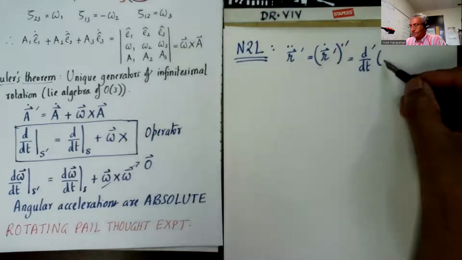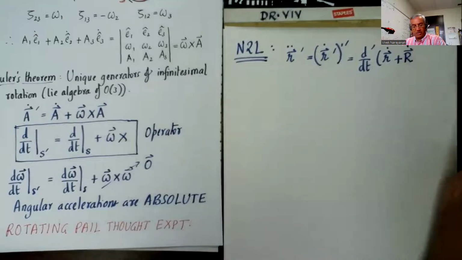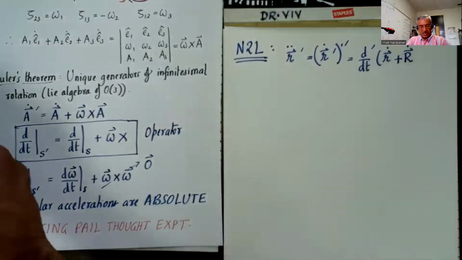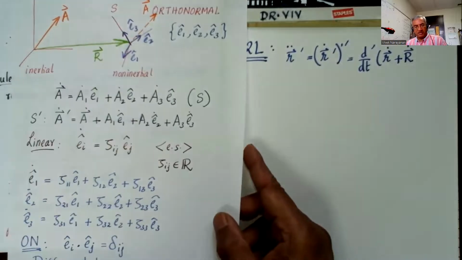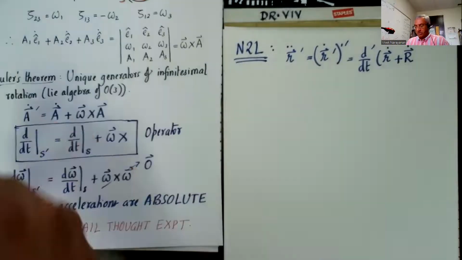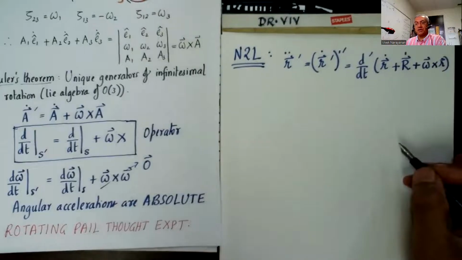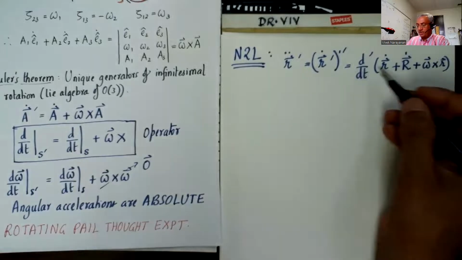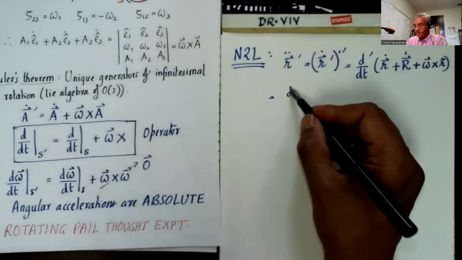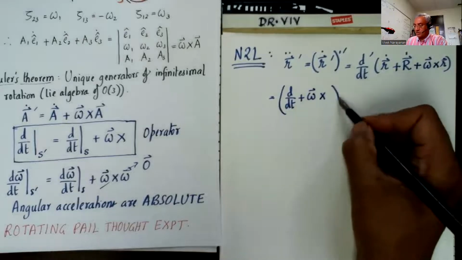What is r dot? Well, it's going to be r dot plus R dot, because don't forget that these two vectors are displaced by a vector capital R. That also can change. And then of course we have this omega cross r. Now because this d by dt prime operator is d by dt plus omega cross, we will do that again. So this is d by dt plus omega cross of everything here.